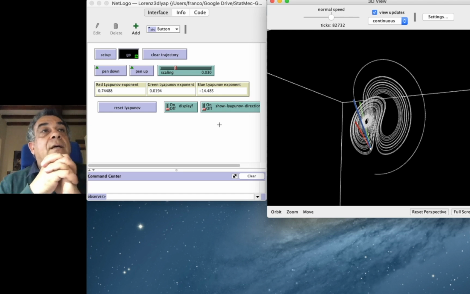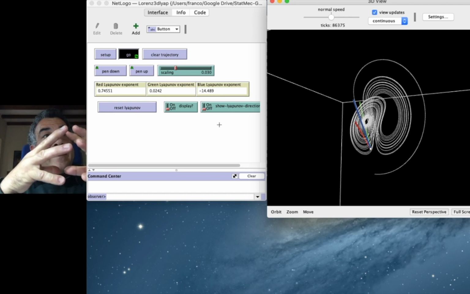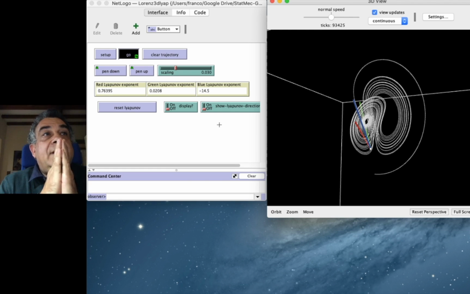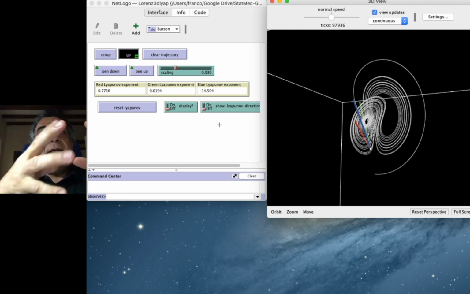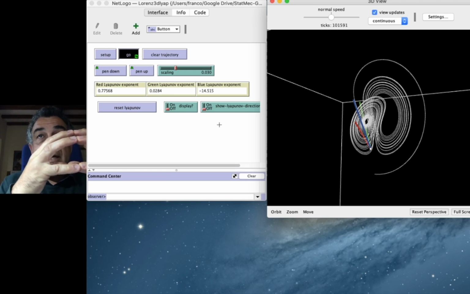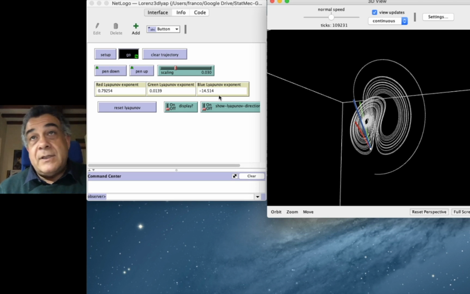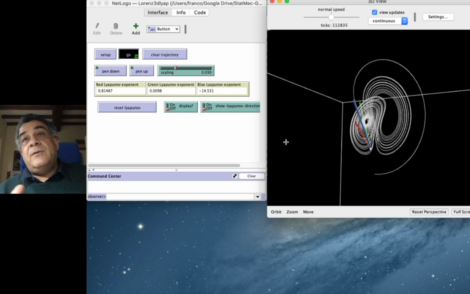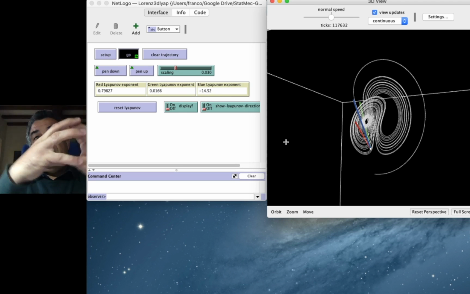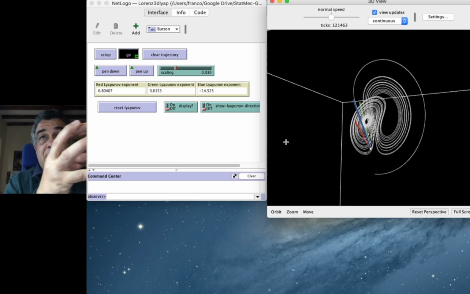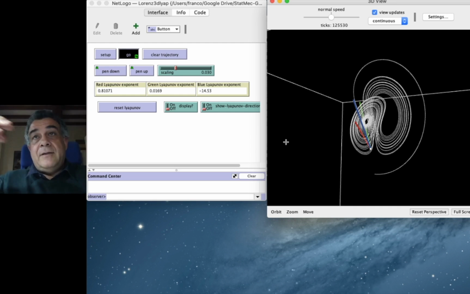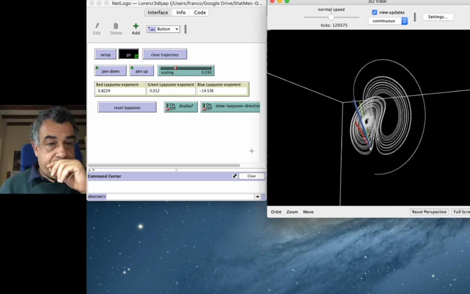Actually, the sum of the three Lyapunov exponents in this case gives how volumes are behaving. So they are shrinking because this is a dissipative system. If it were a conservative system, you know that the volume would stay the same and maybe just disperse.